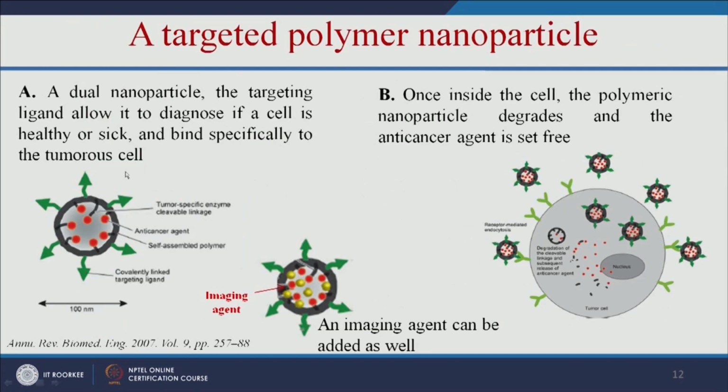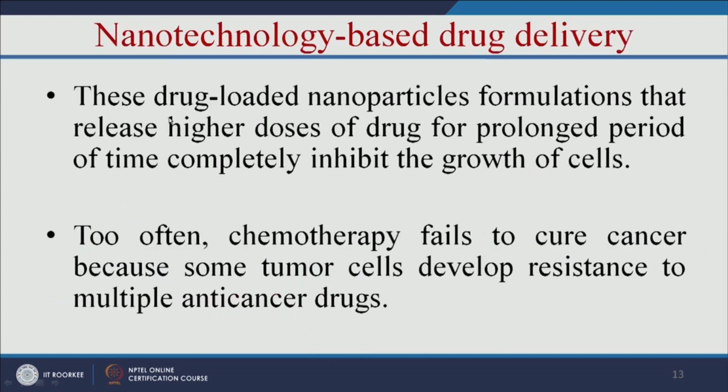So next one is active targeting. In this active targeting, to the nanoparticle you have to add a specific antibody which will go and bind to the cancer cell, and along with this we can also add an imaging agent so that we can easily monitor the nanoparticles, where they are going and binding, how they are releasing the drug, everything can be easily monitored using fluorescence signal. Another advantage of nanotechnology based drug delivery systems is that these drug loaded nanoparticles can release a higher dose of drug for a prolonged period of time, which will completely inhibit the growth of cells.